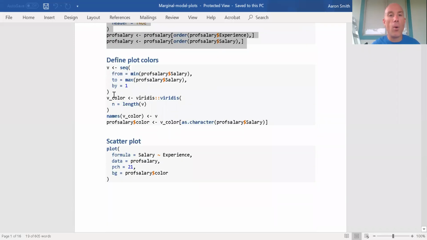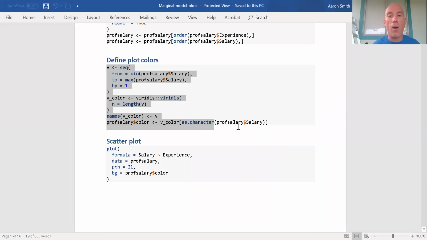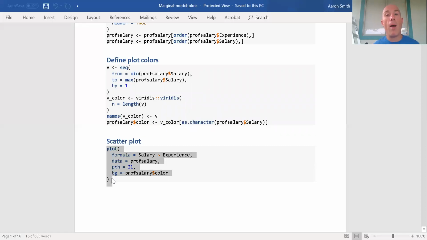And true to form, I go ahead and define colors based off of the target variable. I don't have to do it off of the target variable, but usually I'll do this for some variable that I believe is going to be very important. Next, I'll go ahead and do a scatter plot. Remember, the scatter plot is my most important diagnostic for linear regression.